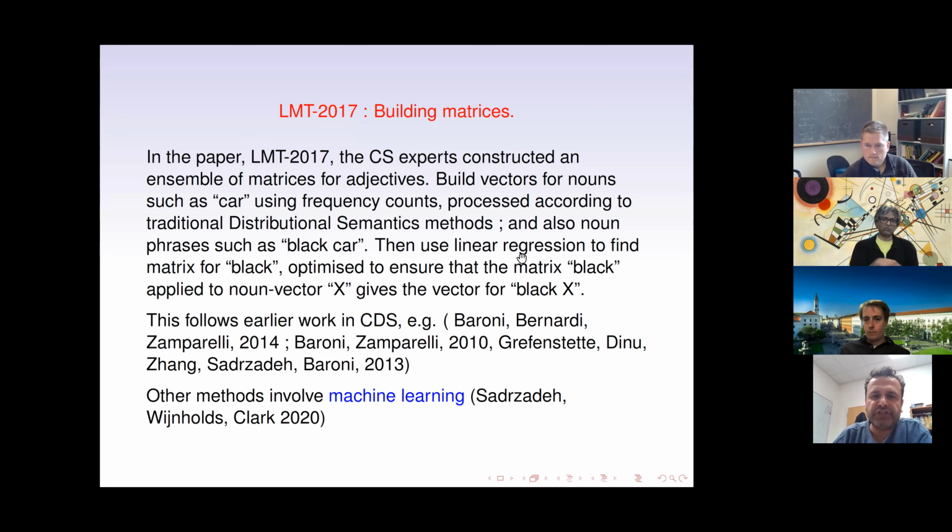So they use linear regression to find the matrix for black, which ensures that in general for noun X, if you apply the matrix black, you get the vector for black X. So these are some traditional techniques in distributional semantics, and in particular in compositional distributional semantics that has been developed for some time. There are also other ways of developing these matrices involving machine learning, and I will mention some of that towards the end.